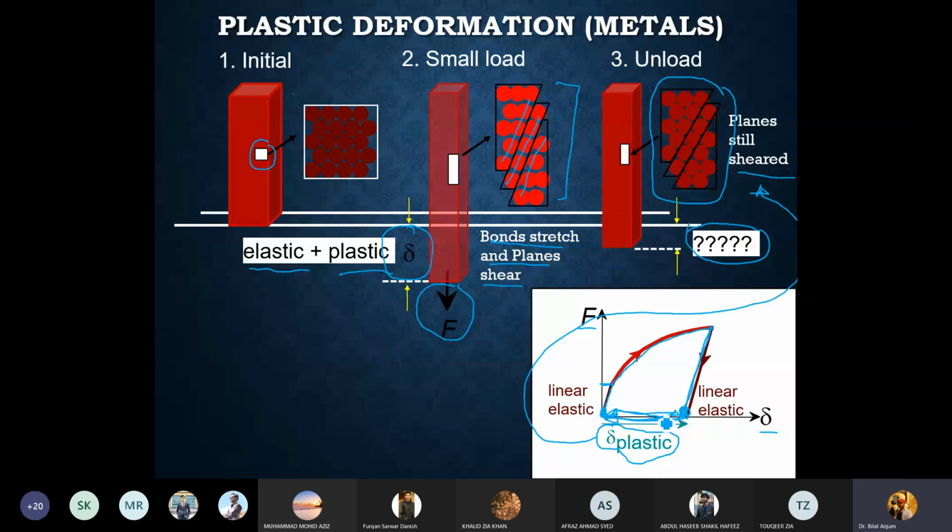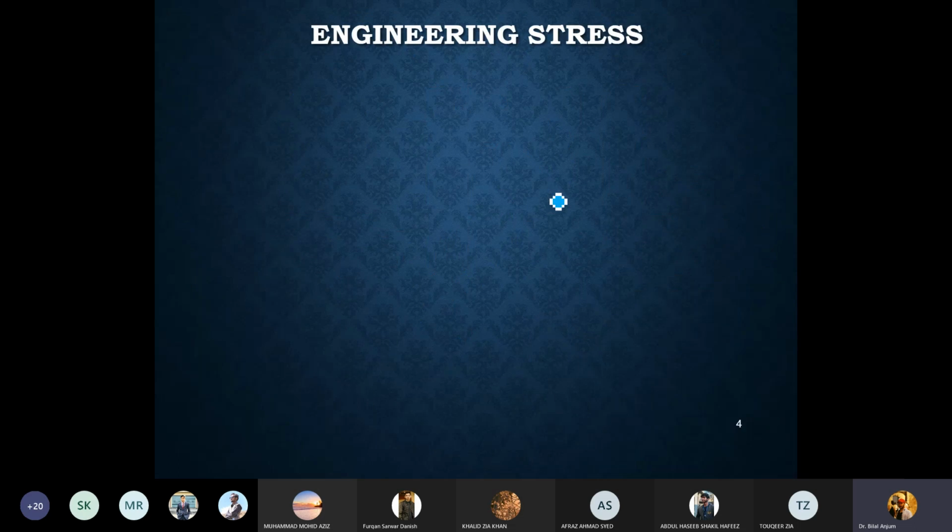When your force is essentially zero at this point, there is still a deformation in the material. All right? Again, plastic means permanent deformation.